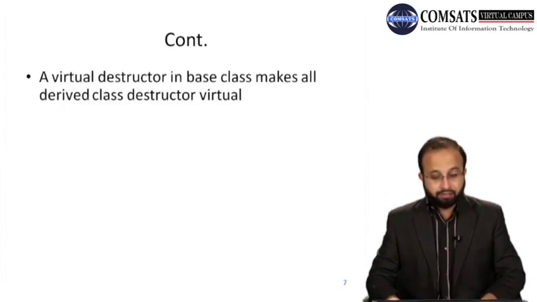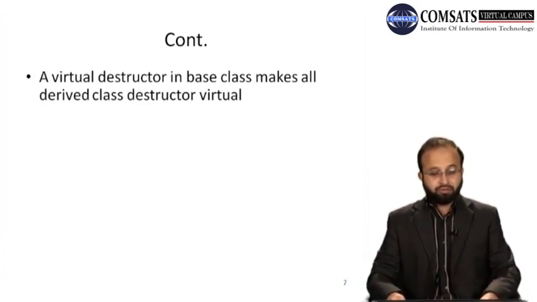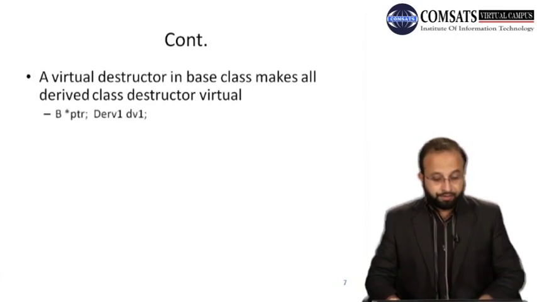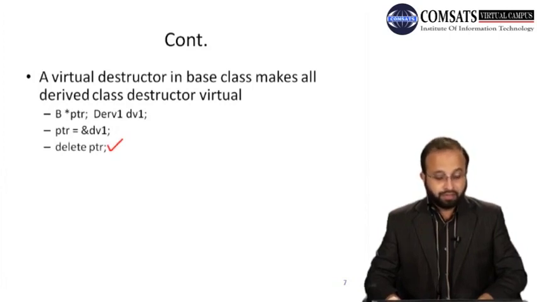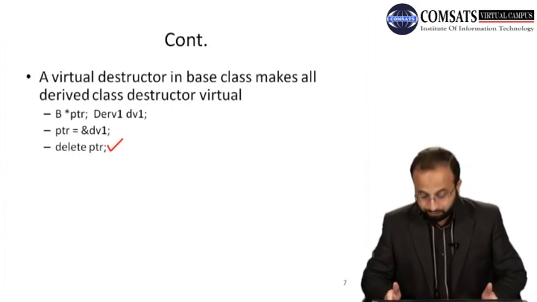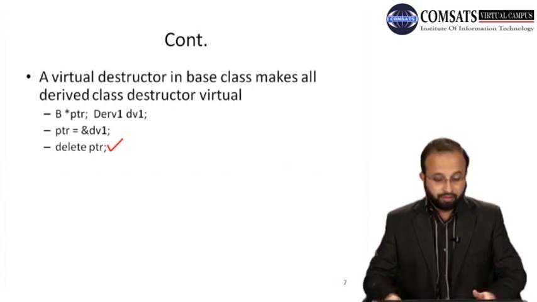A virtual destructor in the base class makes all the derived class destructors virtual, right? So if the base class has a virtual destructor, then all the destructors in the derived classes are assumed to be virtual. Now if we have a pointer of a base class and a derived class object dv1, and we assign the address of the derived class object to the pointer, and then we call delete ptr, this is executed properly because the destructor is virtual in the base class.